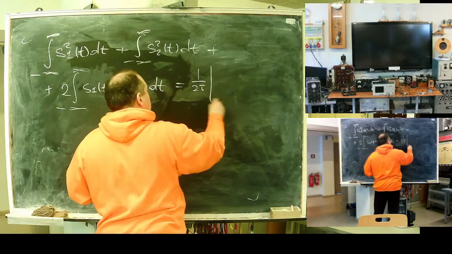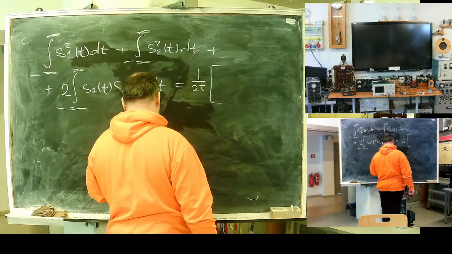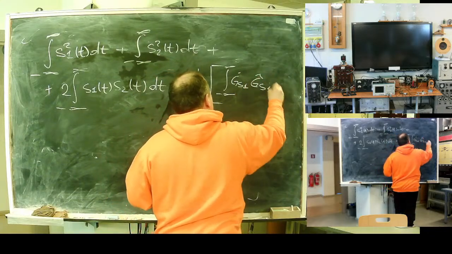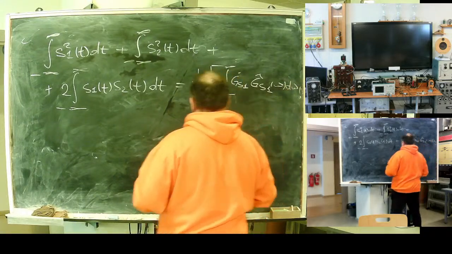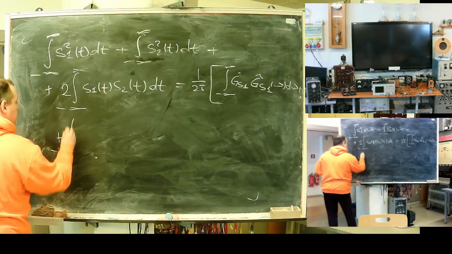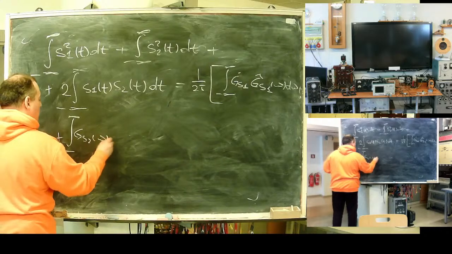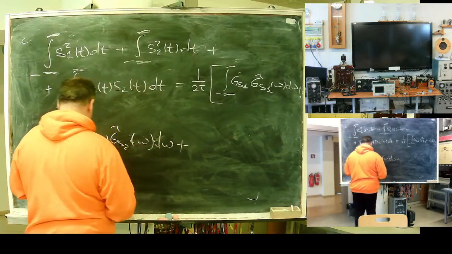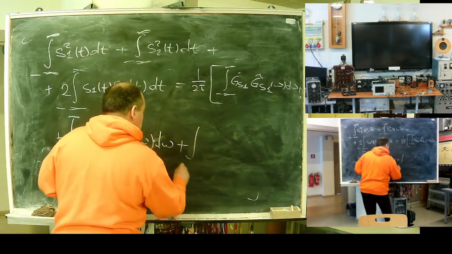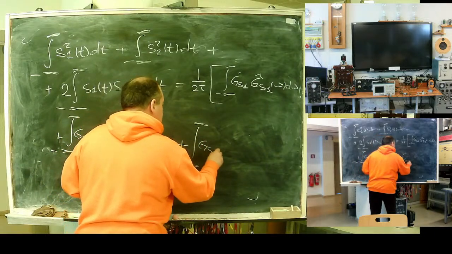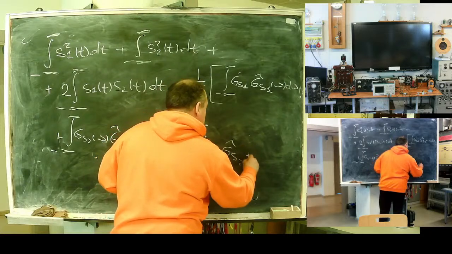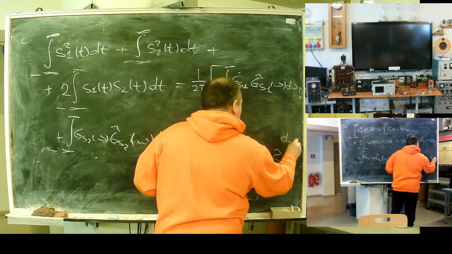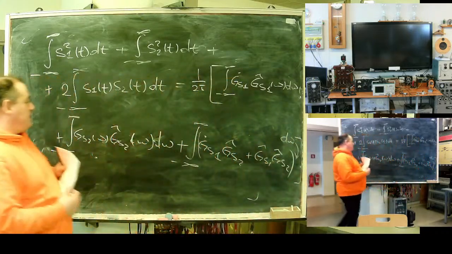1 divided by 2π. What am I writing here? The integral from minus infinity to infinity of G_S1 conjugate as a function of omega, dω, plus, in infinite margins, G_S2 of omega times G_S2 conjugated of omega, dω, plus the integral in infinite margins of G_S1 G_S2 conjugated plus G_S1 conjugated G_S2, dω here. Yeah.